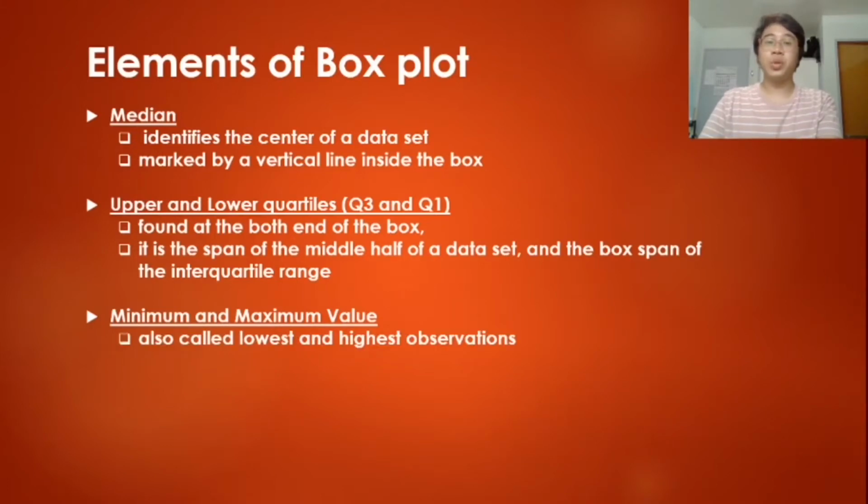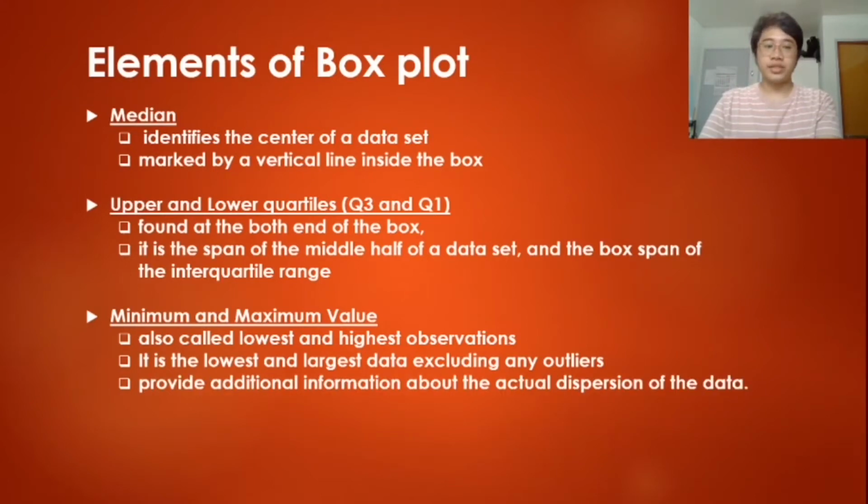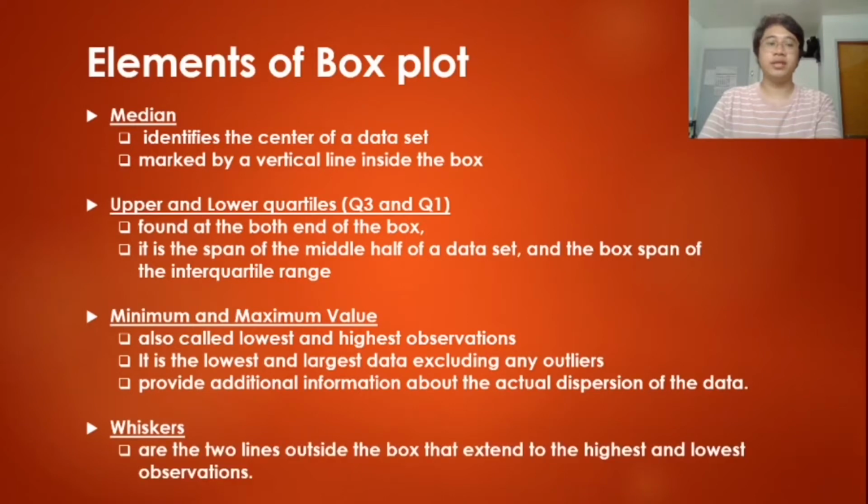Another is the minimum and the maximum value, also called the lowest and the highest observation. It is the lowest and the largest data excluding any outliers. This minimum and maximum value provide additional information about the actual dispersion of the data. The whiskers are the two lines outside the box that extend to the highest and lowest observation.